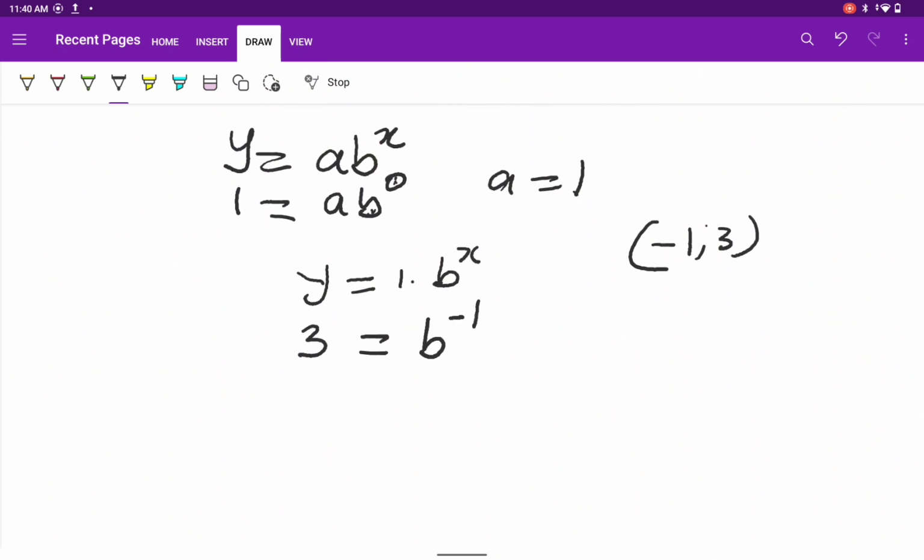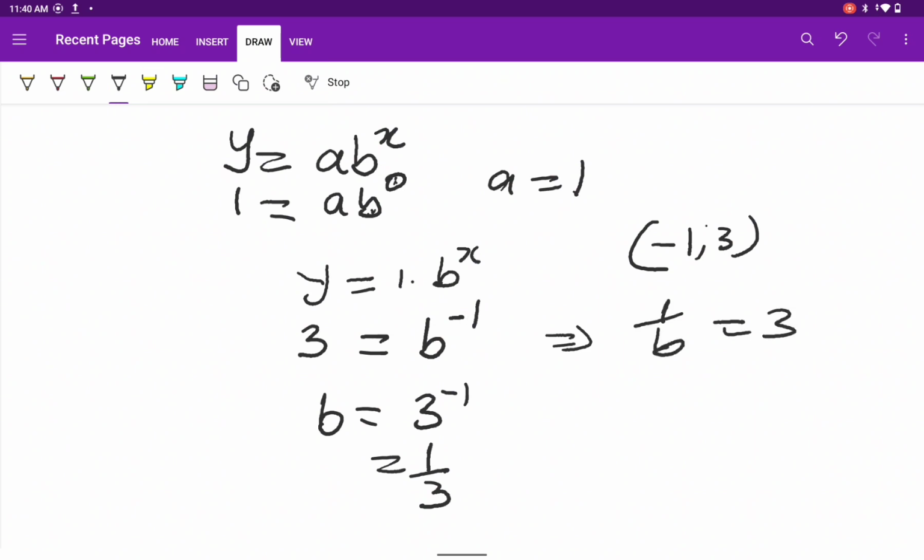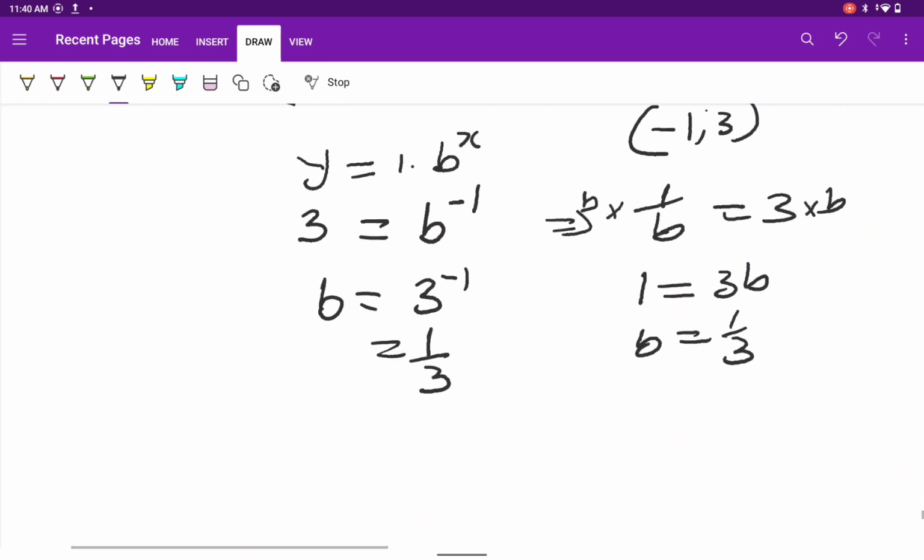So if we solve, we can divide both sides by -1, so b is actually 3 to the power -1, which is the same as 1/3. Or somebody may change it here and say, okay, b to the power negative 1 is 1 over b, which is 3, and then multiply by b both sides. So we will have 1 equals 3b, and divide by 3, so b is 1 over 3. So in other words, the equation here will be y equals 1 over 3 to the power of x.